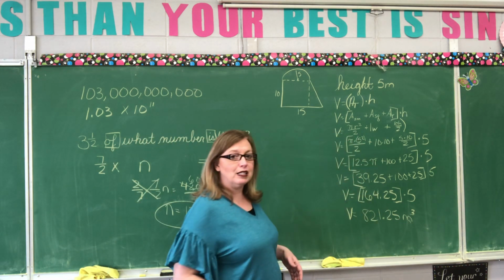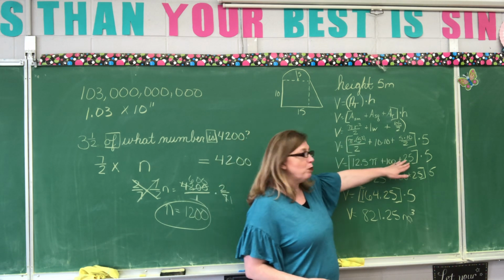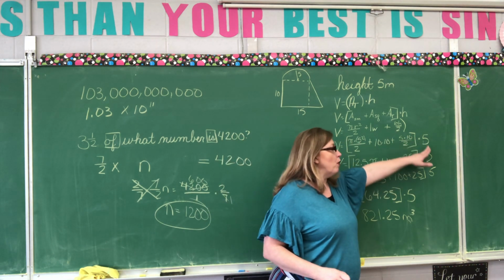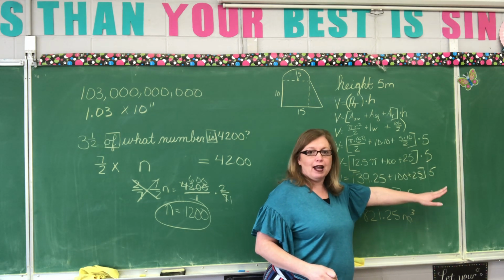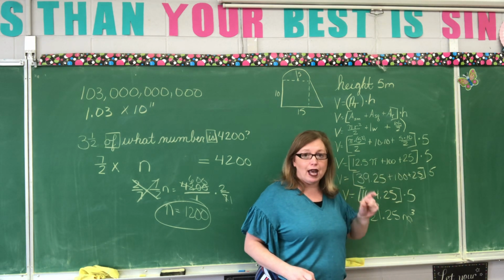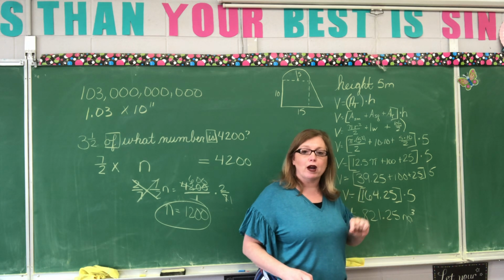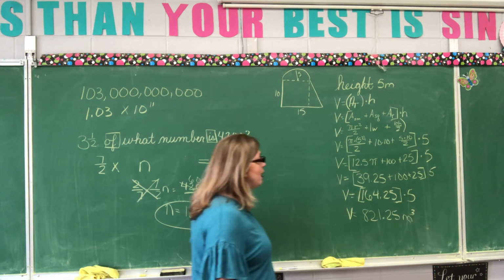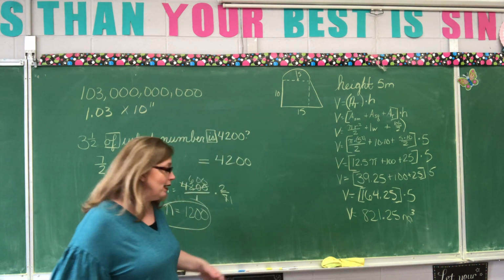Okay? The reason it's meters cubed: when I multiply my area, that's meters squared. Then I multiply by my 5 meters, and I have to multiply my unit as well. So I have meters squared and meters. That gives me cubic meters, okay? I hope those are all making sense to you.